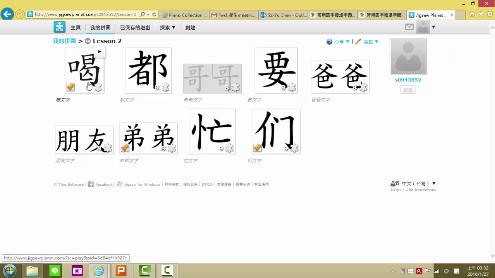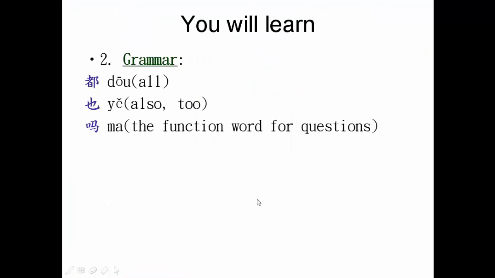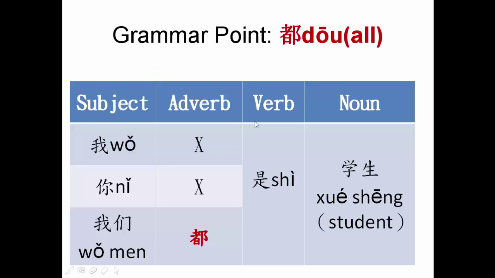And then here are all the words that we will learn today. So you can practice by yourself. Okay. Next one, we're going to talk about the grammar point. This part we will learn do, ye, ma. So now let's see. Do, it means, oh, we just practice this one.